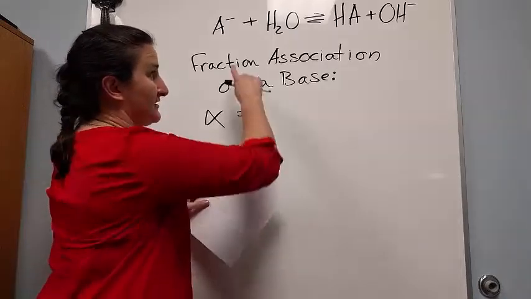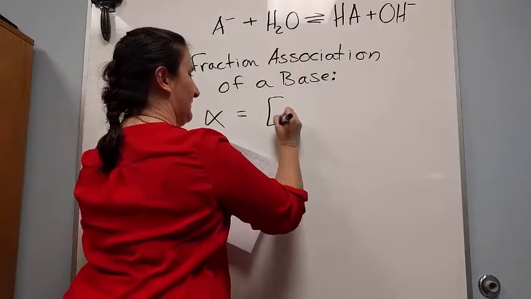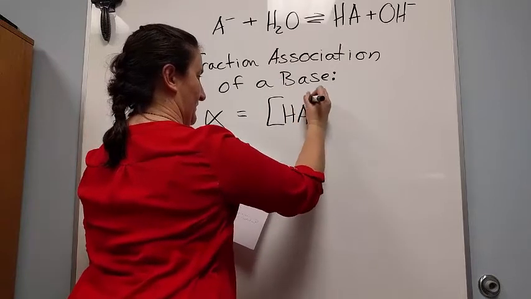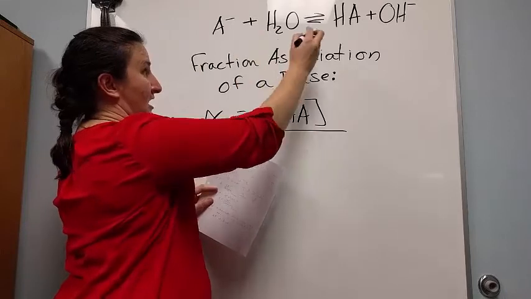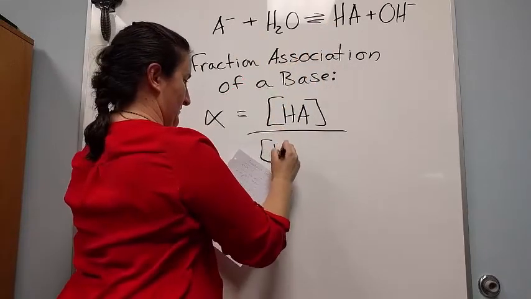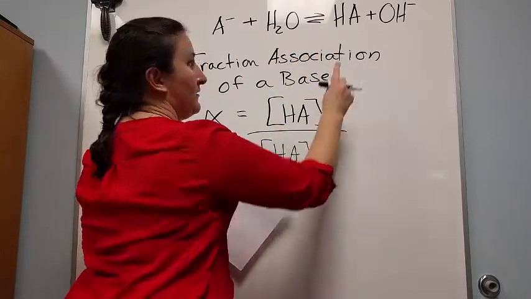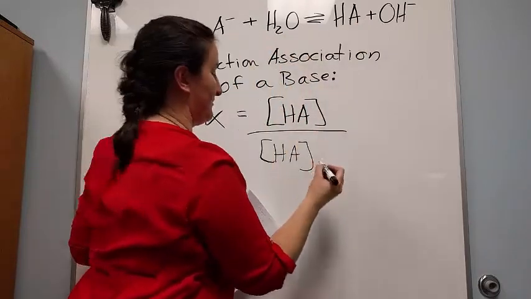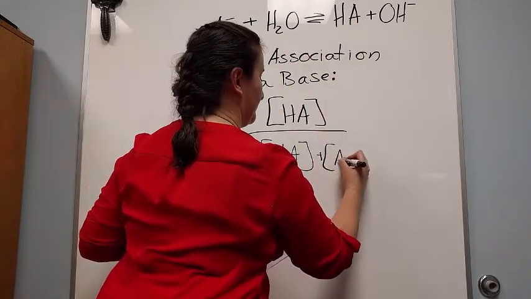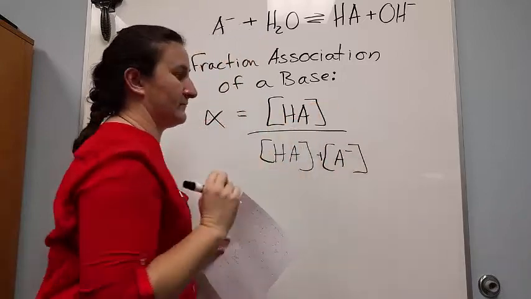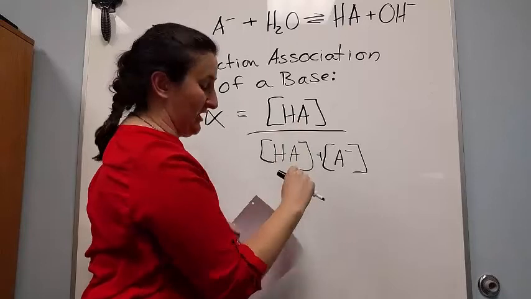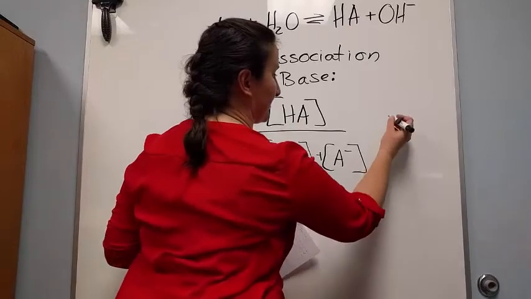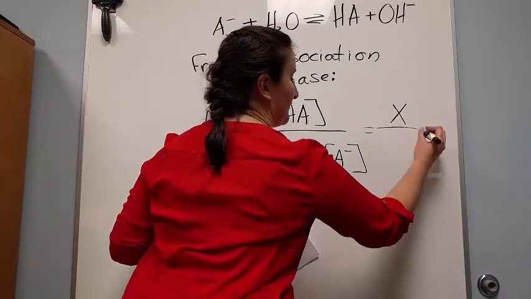So our part in this case is our HA, all over our HA plus our A minus, just as we did before. Okay, so the main difference here is now we're talking about the association, but you can still think about it in terms of X over F.